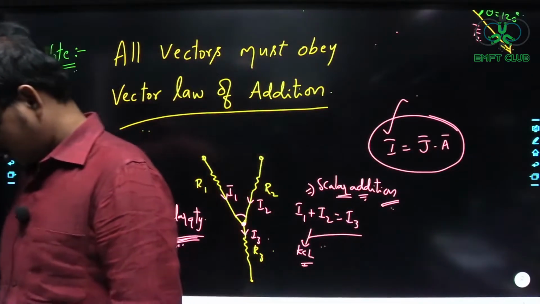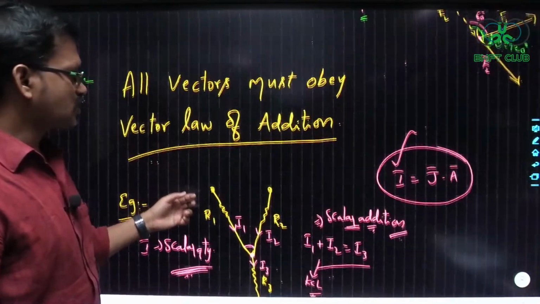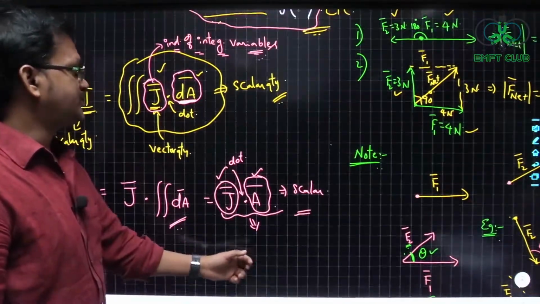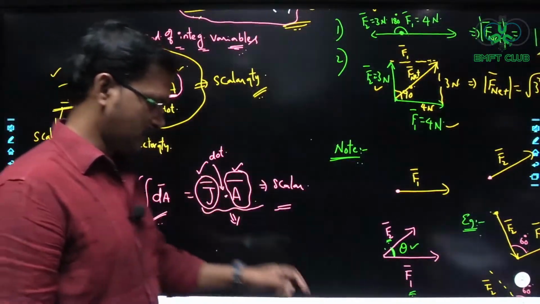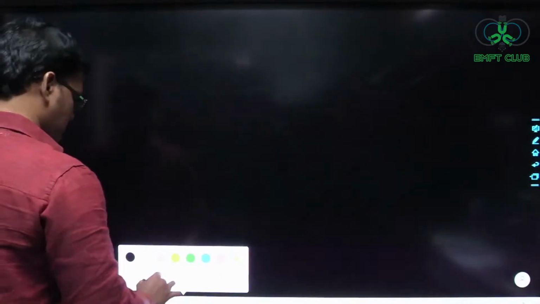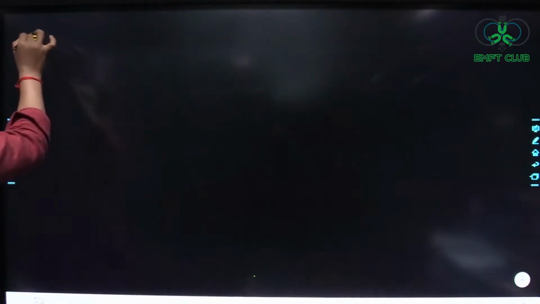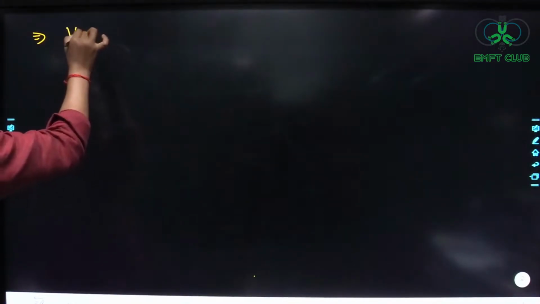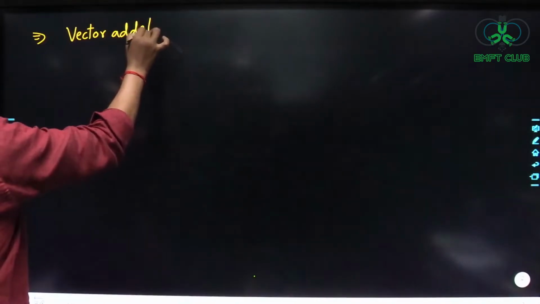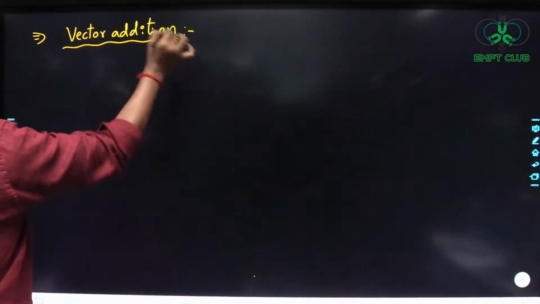Okay, so this is all about the scalar quantities and vector quantities. Okay, fine. Next, we will see vector addition, how we can add two vectors. So that's what we are going to see here, vector addition.